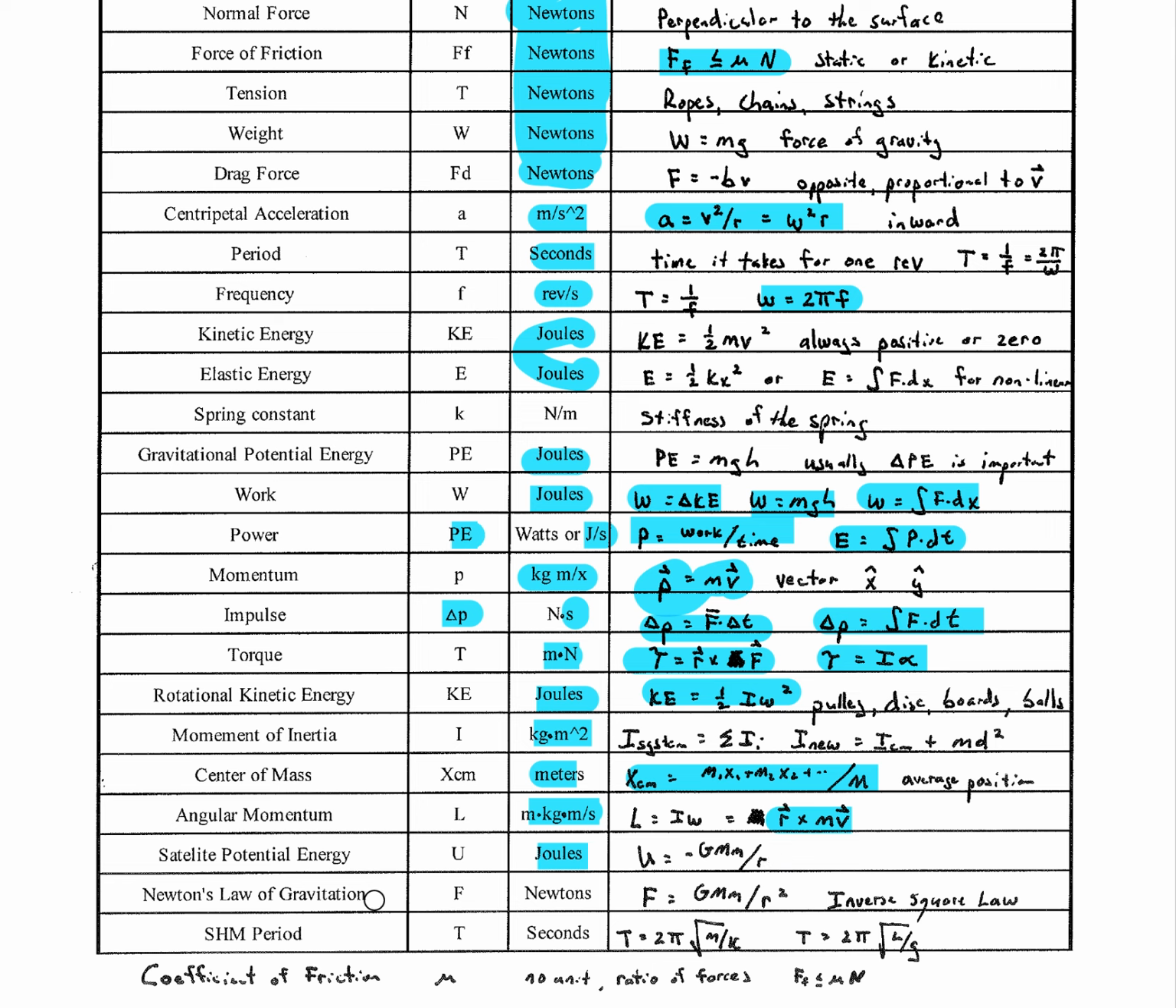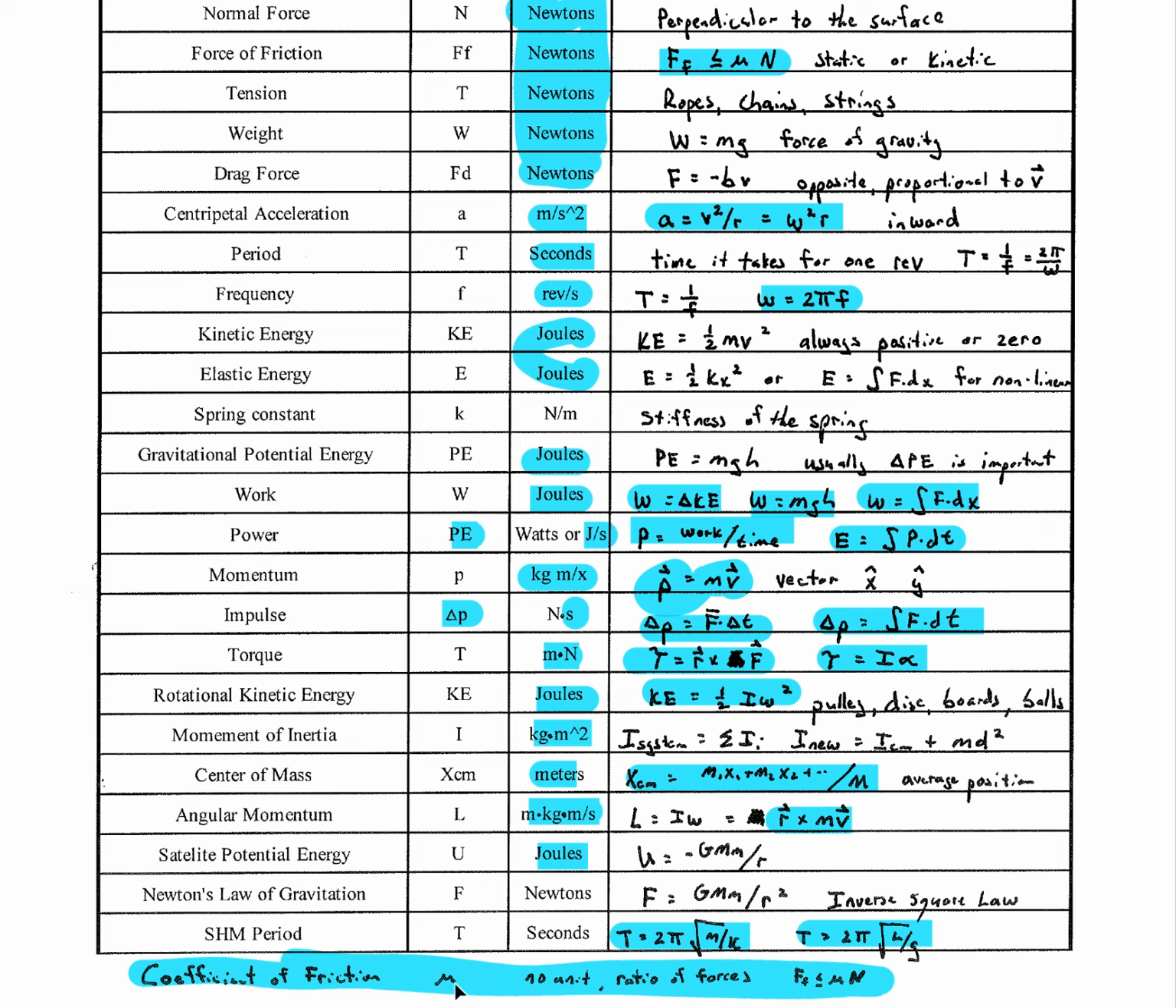Newton's law of gravitation, so the idea of a big force, well, it's a force, so it's still in newtons. In that case, it's Gmm over r squared, and we call that an inverse square law. If you're looking at the period for a simple harmonic oscillator, it doesn't matter whether you're looking at a spring or a simple pendulum, remember the period is the time, so it has to be in seconds.